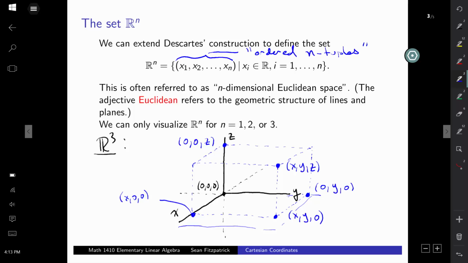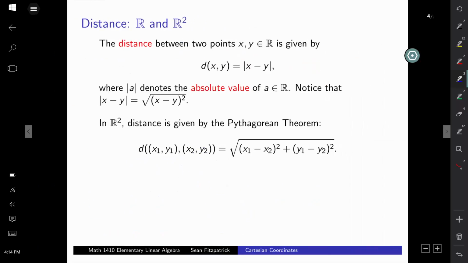Okay, now from here we want to talk about distance. We've talked a little bit about distance in the context of complex numbers, because the modulus of a complex number is the distance from the complex number to the origin. And you can even talk about distance in one dimension.